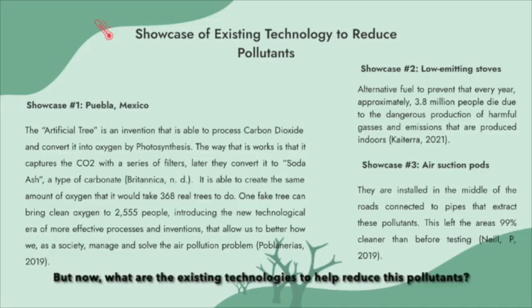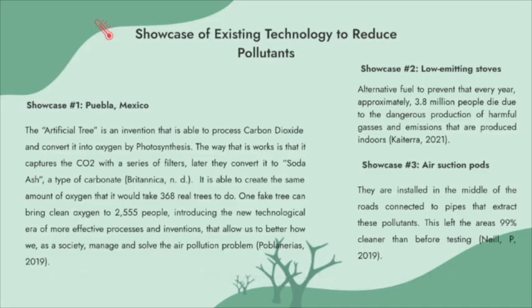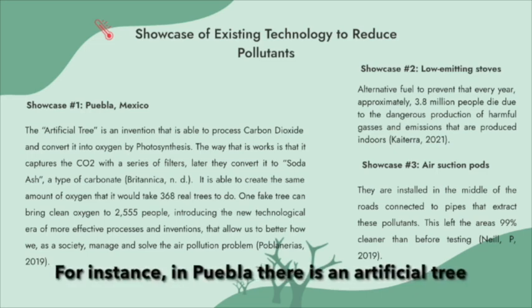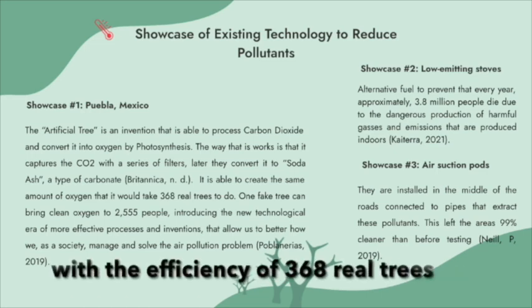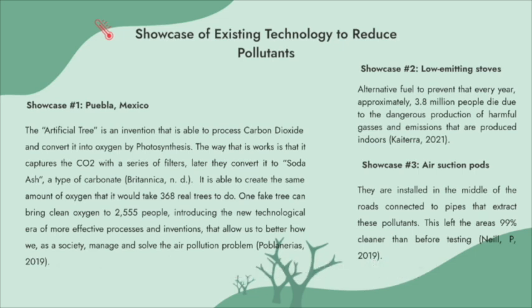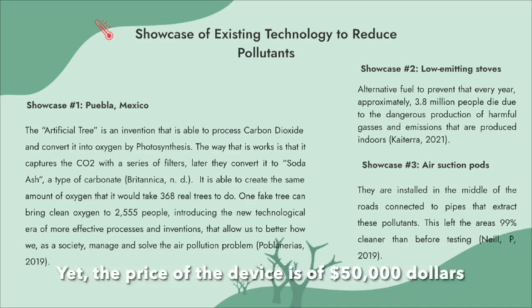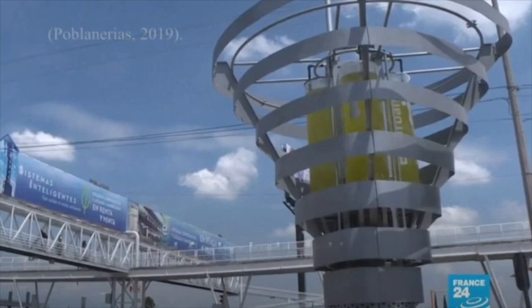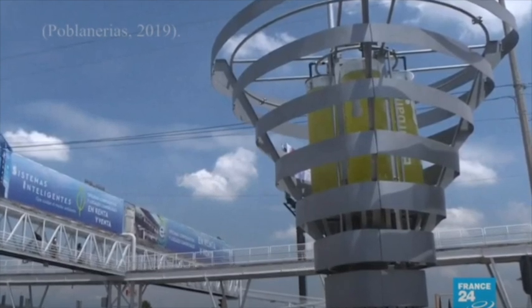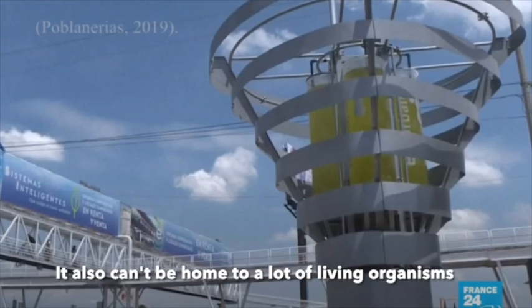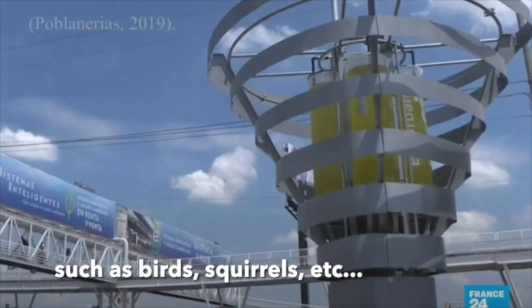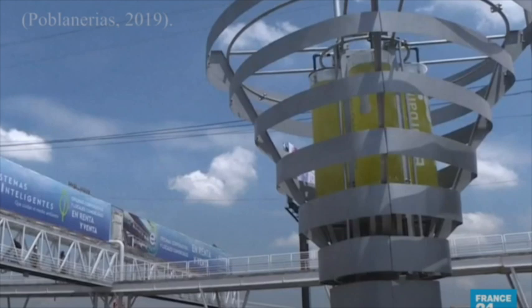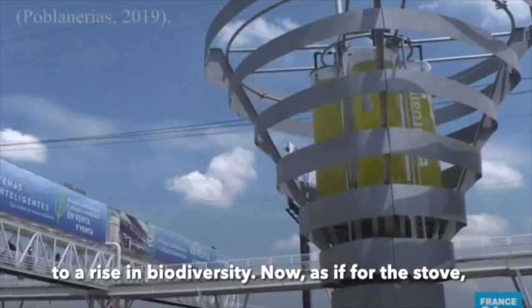But now, what are the existing technologies to help reduce these pollutants? For instance, in Puebla, there is an artificial tree with the efficiency of 368 real trees. This means that it can provide oxygen for 2,555 people. Yet, the price of the device is $50,000, plus, if needed, further budget addressed to repairs and maintenance. It also can't be home to a lot of living organisms such as birds and squirrels, etc. And this means it won't contribute to a rise in biodiversity.